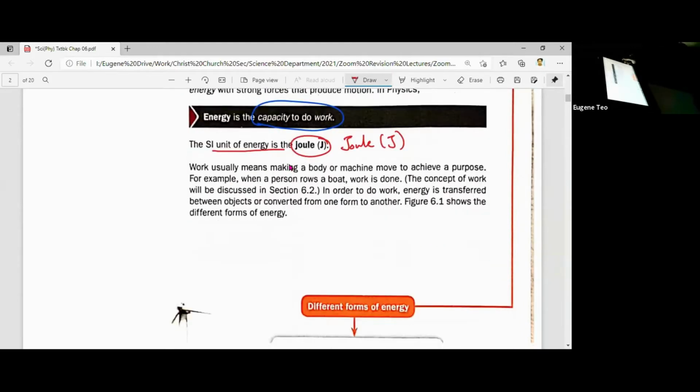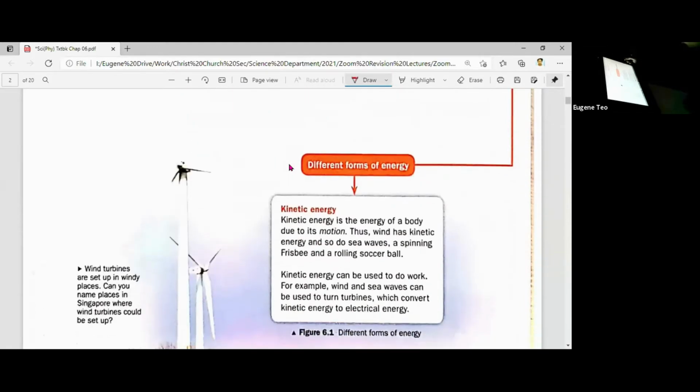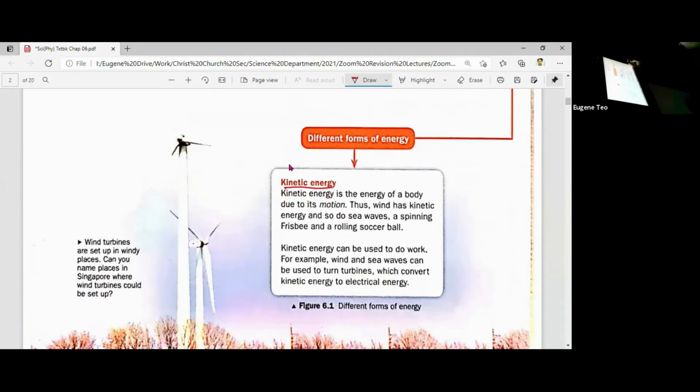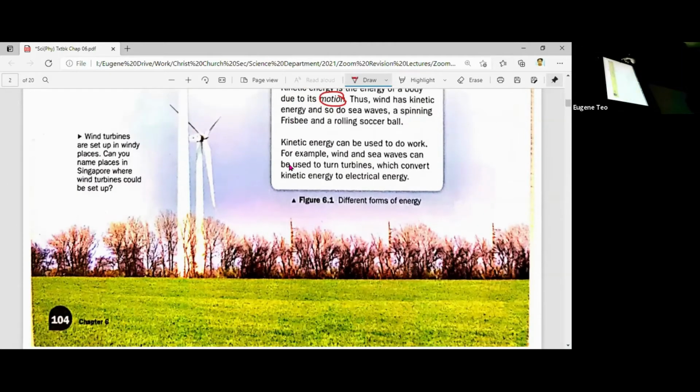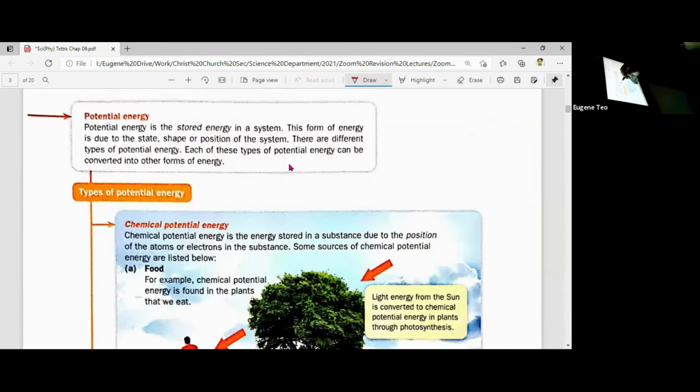Okay, so what are the different forms of energy? First one, kinetic energy. Anything that's moving has kinetic energy. So kinetic energy is sort of like the energy of moving objects. Okay, so that's kinetic energy. Potential energy just means stored energy. So there are different forms of stored energy.